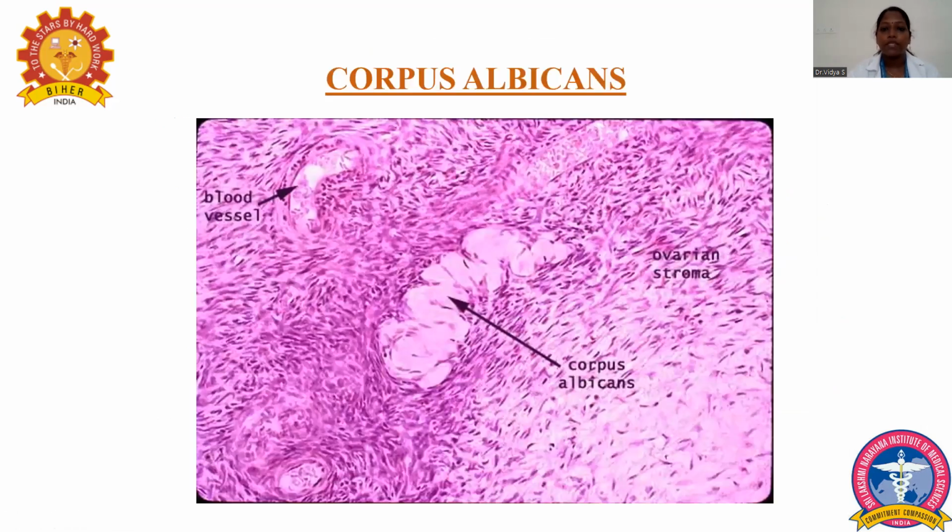Next is the corpus albicans, which is nothing but the scar of the corpus luteum. Finally, the corpus luteum becomes a scar that we call the corpus albicans. So you can see this small ovarian stroma, the blood vessels, and the corpus albicans.